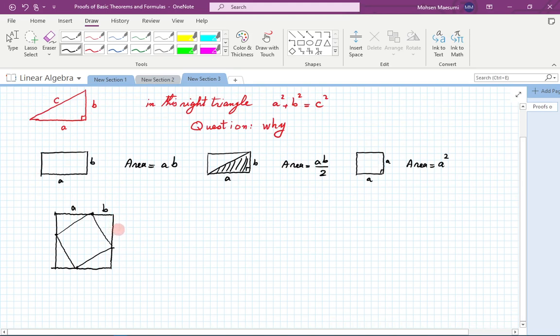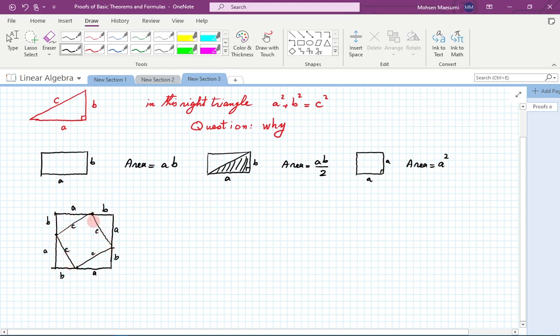So this is A, B, and then again A, B, and this is A and B, and this is A and B, and the interior side is going to be C. So this big shape is going to be, of course, a square, and the area of a square is the square of the length of its side, so that's going to be A plus B squared. Now the interior one is also a square.